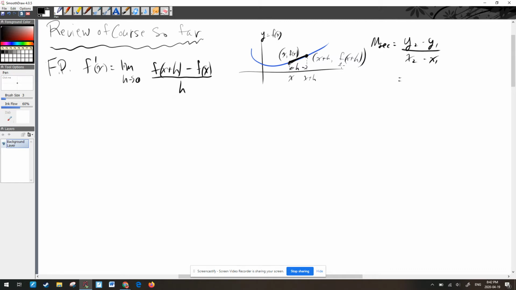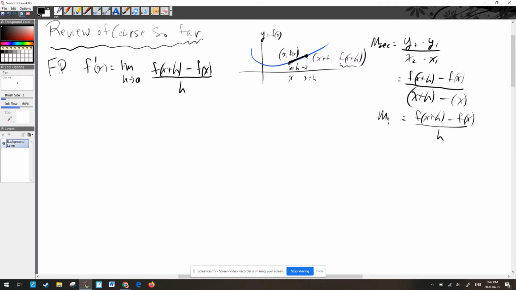So the y2 is f at x plus h, and the y1 is f at x. And then x2 is x plus h, and the x1 is just x. And so then we can simplify that, and we're going to get f at x plus h minus f at x all over, well, x minus x is 0, so we're just left with h.